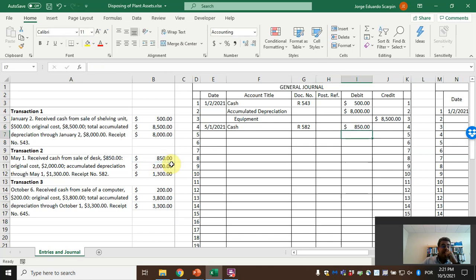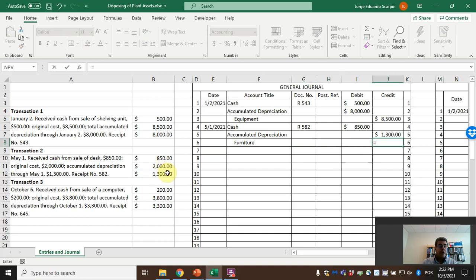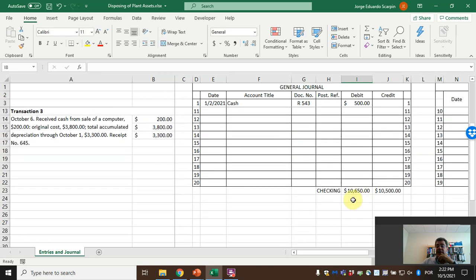$850. Now, again, we need to close the accumulated depreciation. How much is the accumulated depreciation? $1,300. And we need to credit furniture. Furniture, a credit. How much? $2,000. And here is not a credit. It is a debit. Now we are good. Let's check now.